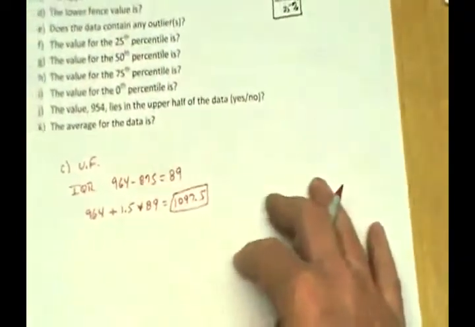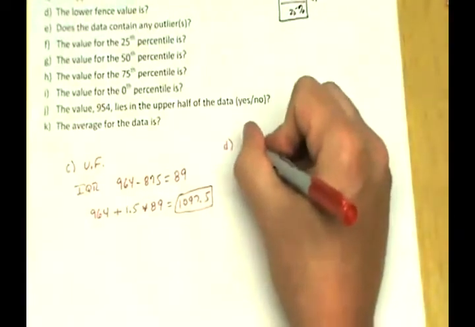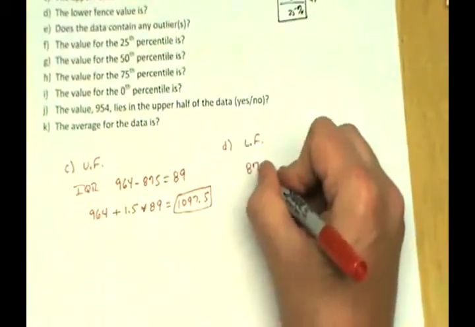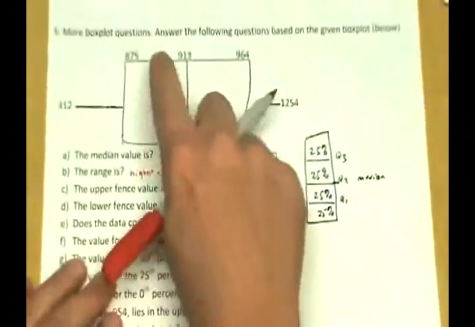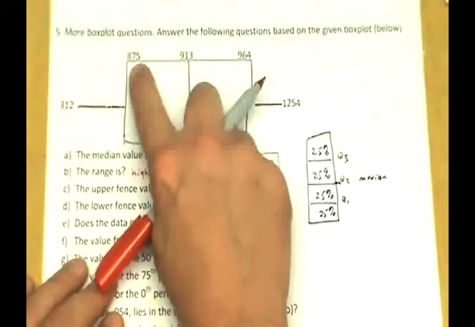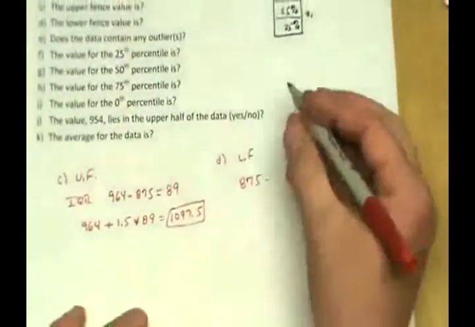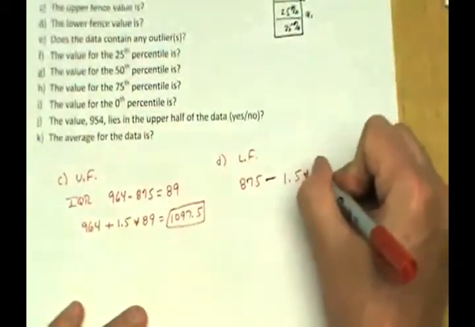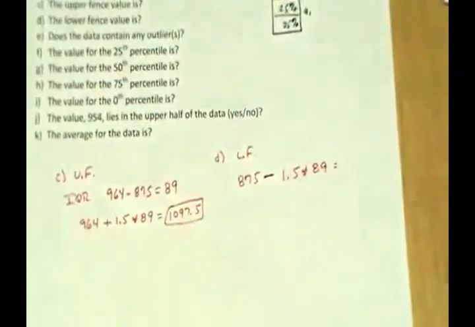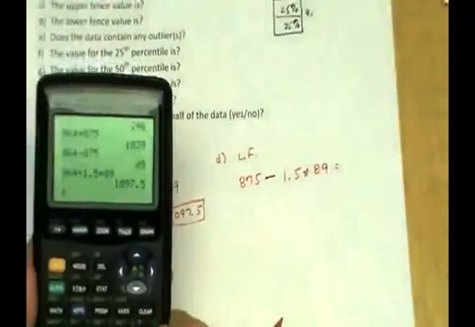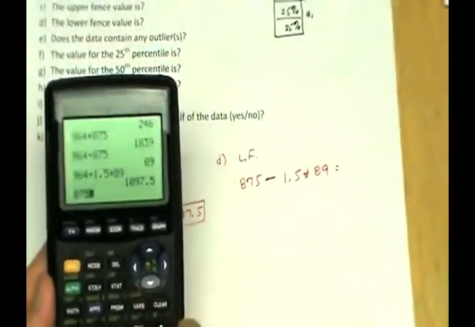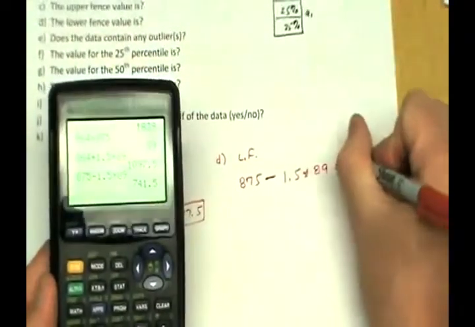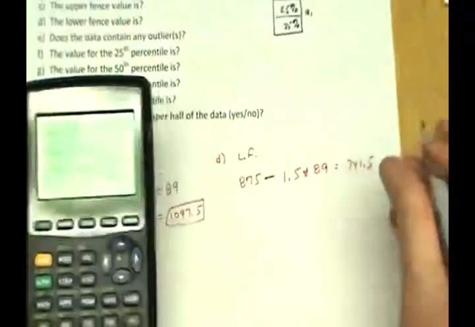That's the upper fence. If we do D, the lower fence, now we're looking at Q1, 875. We can get that right off the box plot. That's Q1. And we're going to subtract 1.5 times the interquartile range we just found a second ago. So here we go. 875 minus 1.5 times 89 is 741.5.